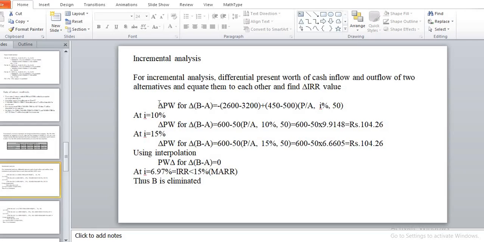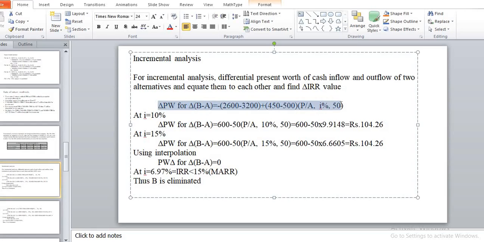Now we write this formula. The salvage element is not present here. Now I is not known to us. This interest rate I is not known to us. We choose that I value such that this present worth value becomes 0.